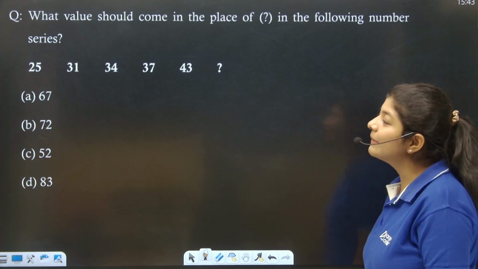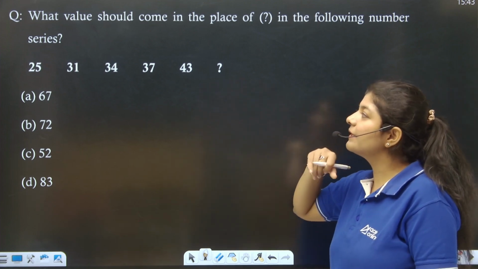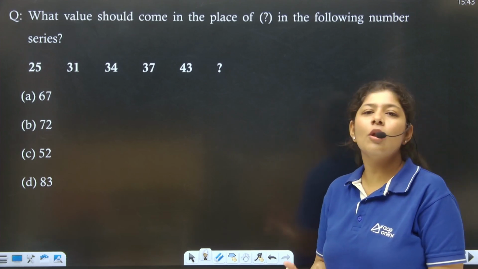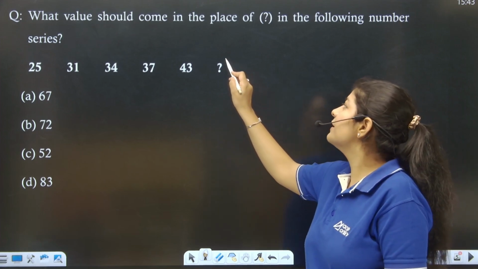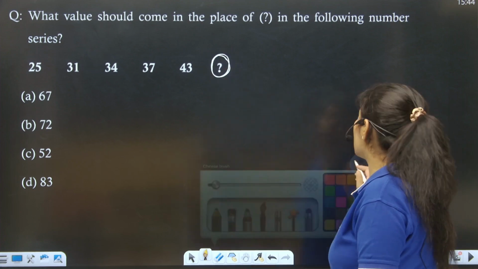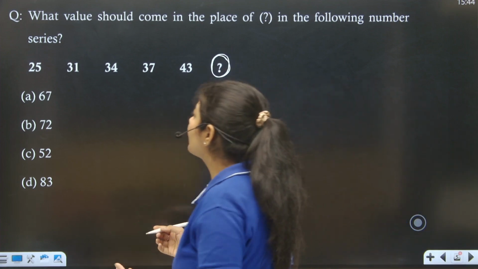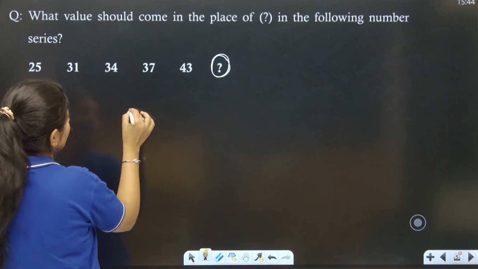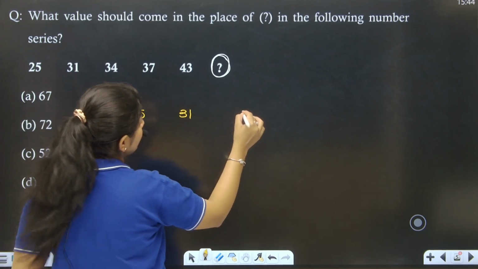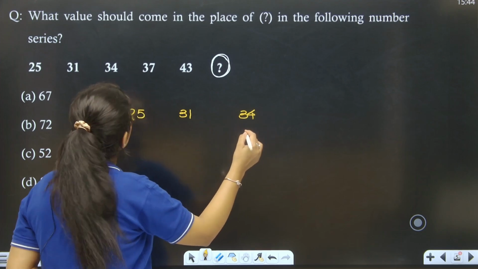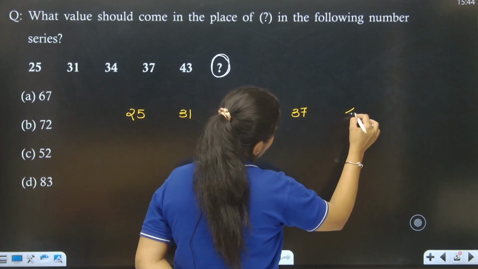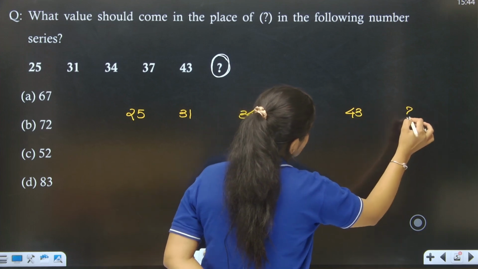Next, the next question says what value should come in the place of the question mark in the following number series. So here we have a number series, and we simply need to determine the pattern, or the logic, first, and after that with the help of this we need to determine the missing term. The terms that we have are 25, 31, 34, 37, 43, and the missing term.